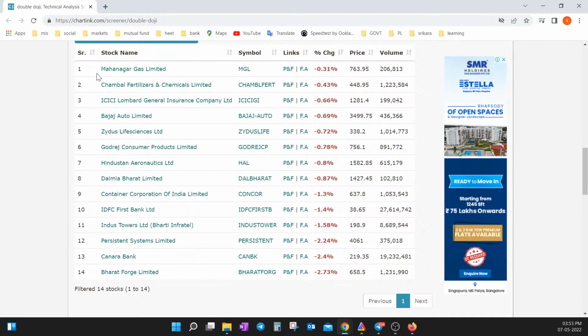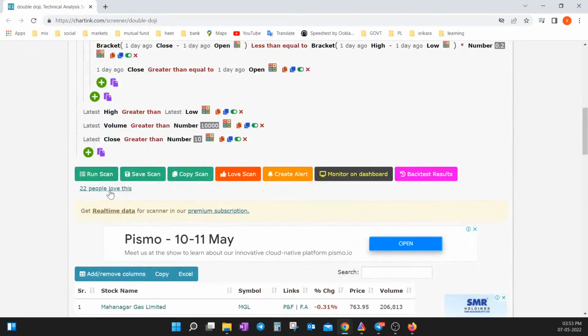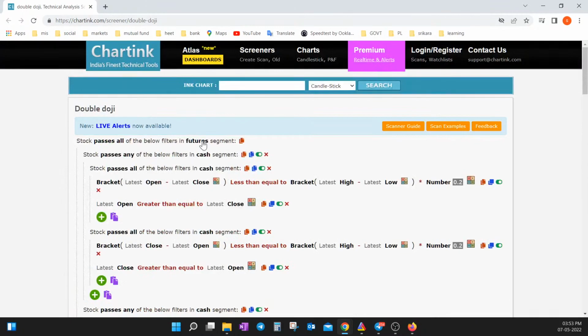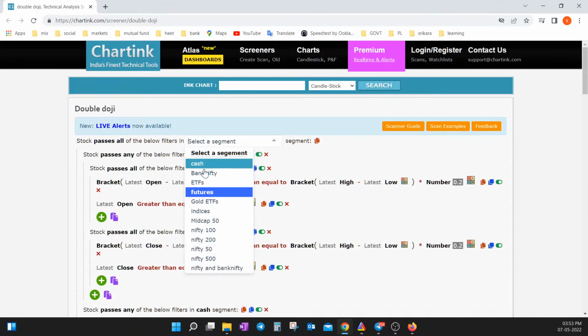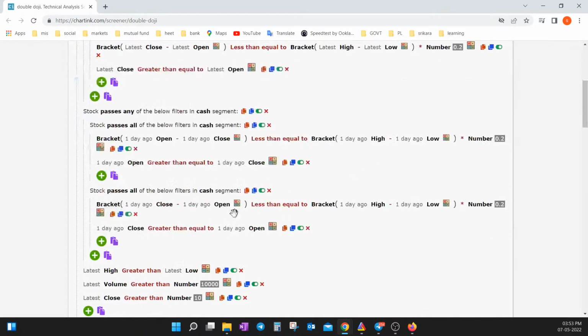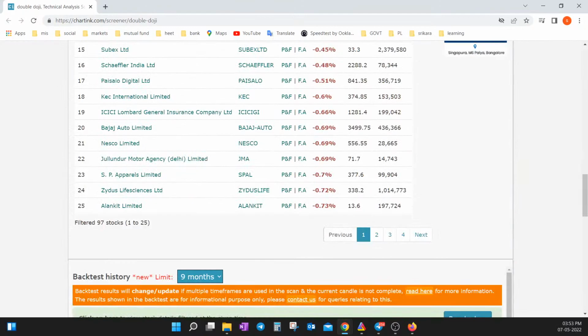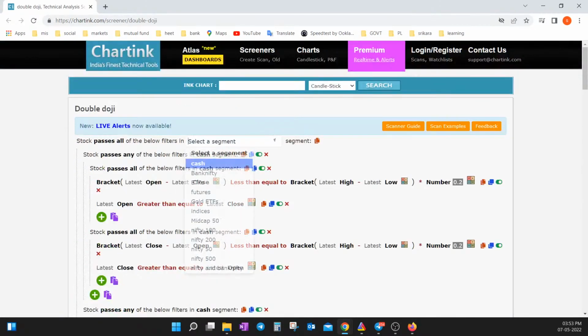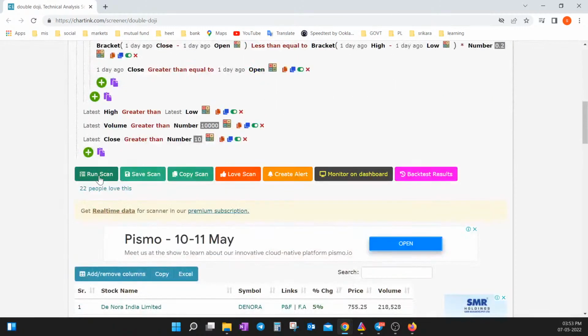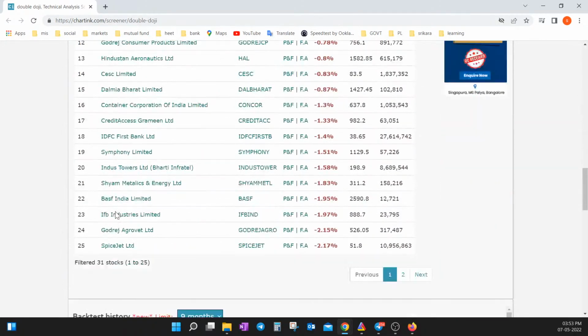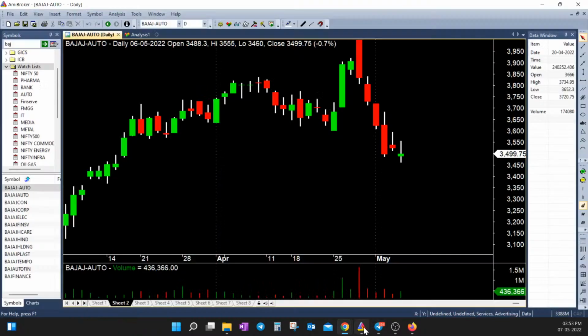So there are 14 stocks, under the futures segment. You can change here to the cash segment also and run the scan. Then you will get 97 stocks with all those penny stocks, lower circuit and all. So better you keep it futures only, or Nifty 500. Fine. So 31 stocks you have got here.